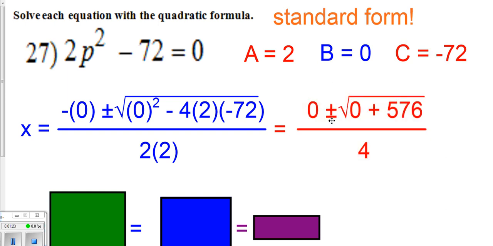When we simplify this out, negative 0 is just 0. Negative 0 and positive 0 are the same thing, so you can just call it 0. 0 squared is also just 0. 4 times 2 times negative 72 is negative 576. But because we're minusing a negative value, it actually becomes adding. So 0 plus 576. And 2 times 2 down here simplifies to just 4.